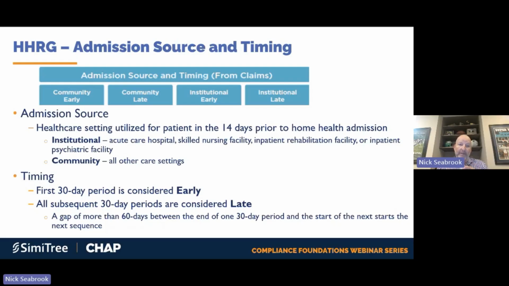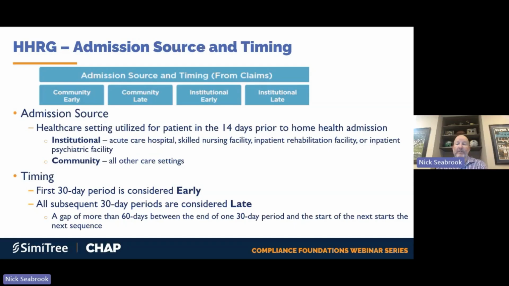The patient's either coming from the acute care hospital, from a SNF or skilled nursing facility, an inpatient rehab facility, or an inpatient psychiatric facility. Those are the 4 care settings that qualify as institutional settings. Now, this care has to take place in the 14 days leading up to that home health admission.